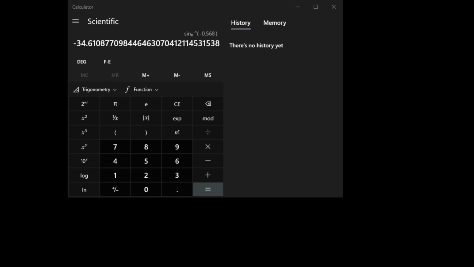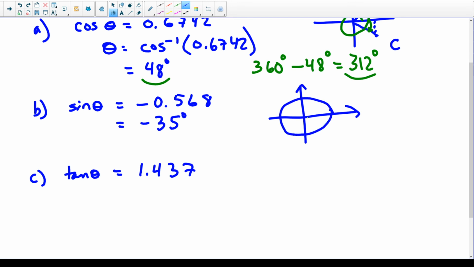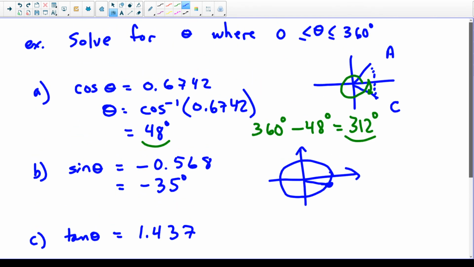So let me transition back to my smartboard here. Okay, I hope everybody can still hear me. So that gives me negative 35 degrees. Well, where is negative 35 degrees? Following what I just explained about negative angles, it is down here somewhere. But the problem is, that one's not even between 0 and 360. I have to have the angles between 0 and 360.